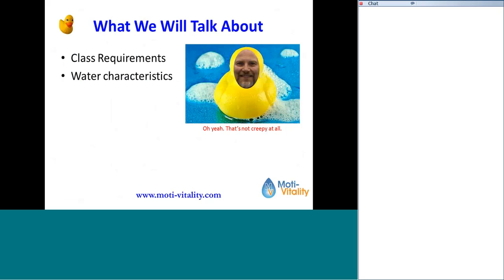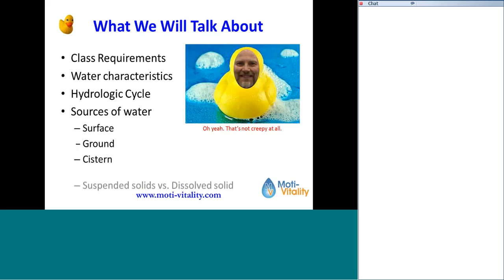There's definitely going to be some interesting stuff, and there may be some stuff that you haven't learned in a while or ever seen, and it comes from the book. We're going to talk a little bit about water characteristics. We're going to go back to elementary school and talk about the hydrologic cycle. And then we're going to talk about different sources of water and where they come from, and that includes surface, ground, and cistern. A little bit about suspended solids versus dissolved solids. We're not going to get into that a whole lot until later in the course.